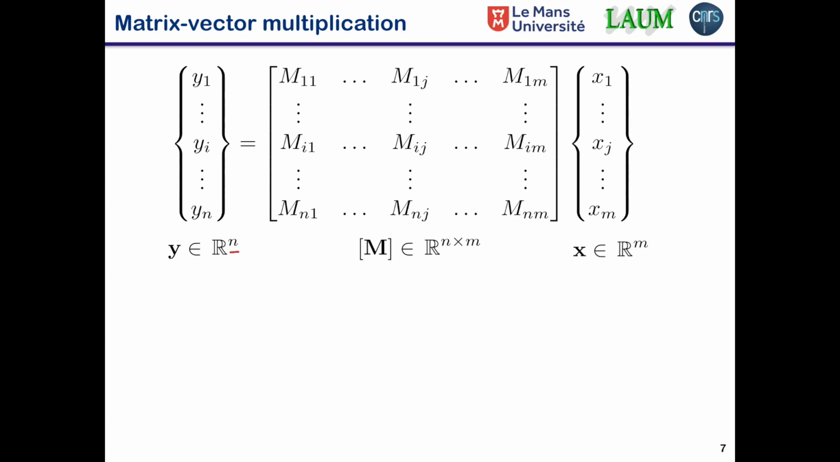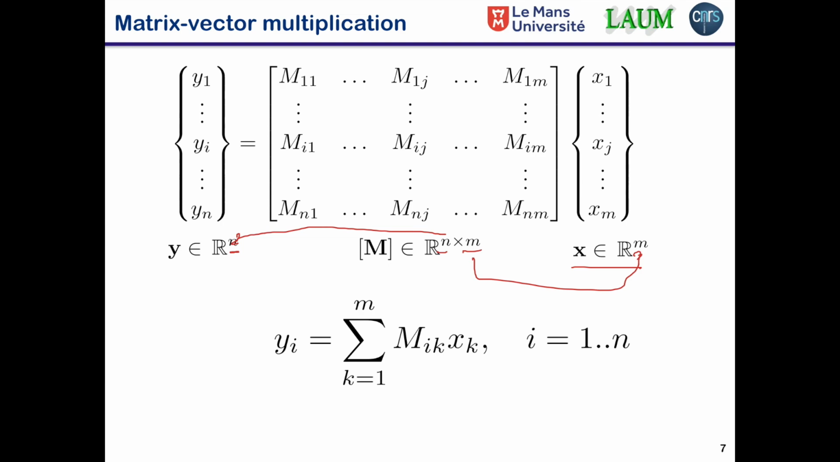We see that this n can be equal, but it can also be different to m. And then in this case, the matrix should have n rows or n lines and m columns. So the number of columns of the matrix is equal to the length of the input, and the number of lines is equal to the length of the output. Then we have the dedicated calculus, which is the generalization of the sum that we have seen previously.